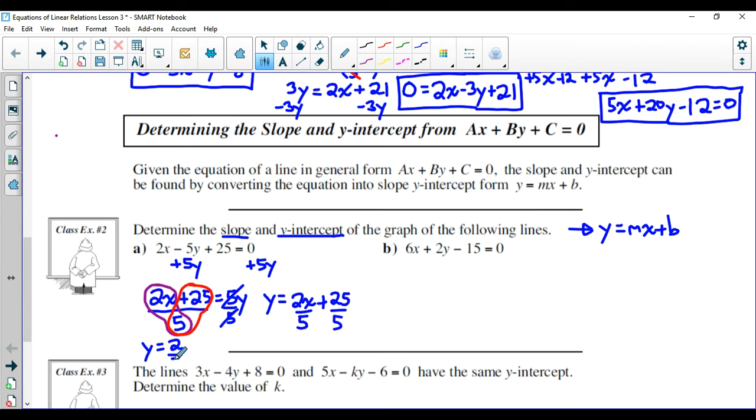And then let's try to reduce this. So this would turn into y is equal to, the fraction 2 over 5 doesn't reduce, so we're going to keep that one as 2 over 5x. But 25 divided by 5 divides evenly, so that would just be plus 5. Okay, now we can easily identify the slope and the y-intercept. So y equals mx plus b. Well, the slope is the value of m, so m is equal to 2 over 5. That's the first part of my answer here. And then the y-intercept, b, would just be equal to 5.